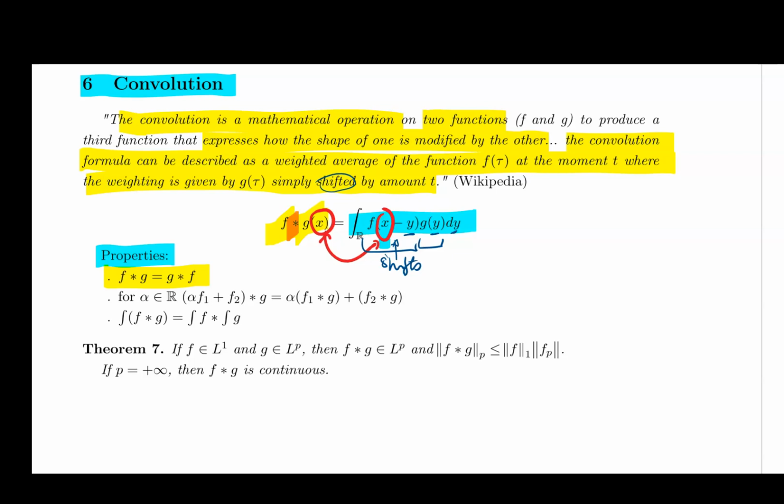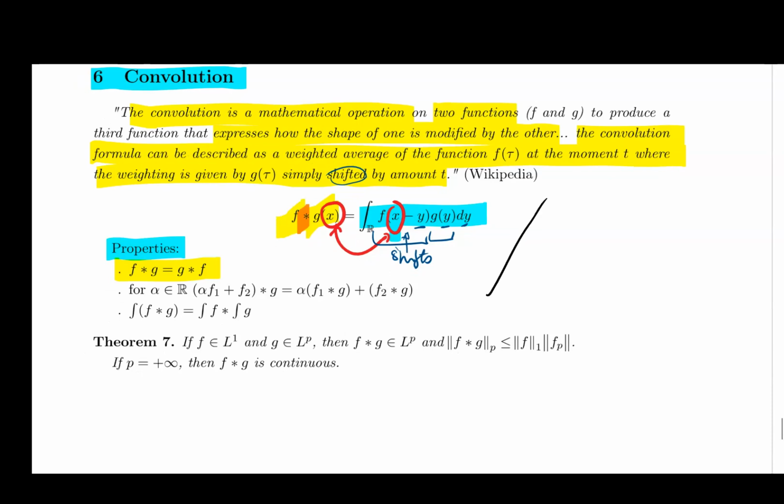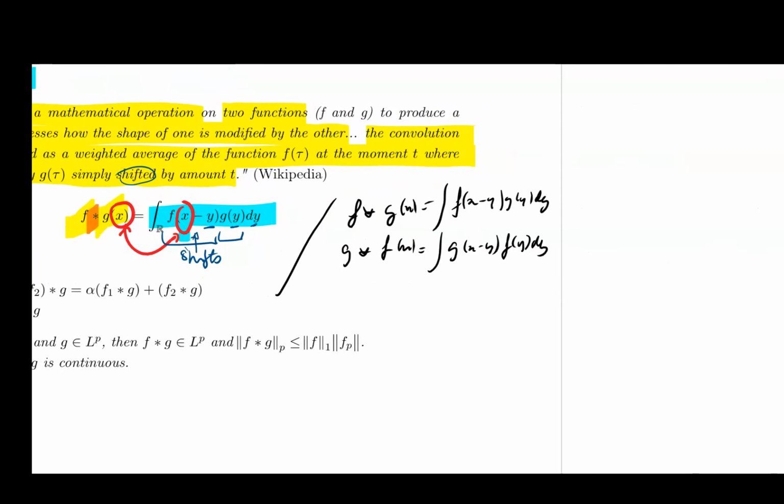However, how can we show this first property? Obviously, if you write f convolved with g of x, that's going to be the integral of f(x minus y) g(y) dy, and g convolved with f, that's going to be the integral of g(x minus y) f(y) dy. So let's write the bounds, negative infinity to plus infinity.